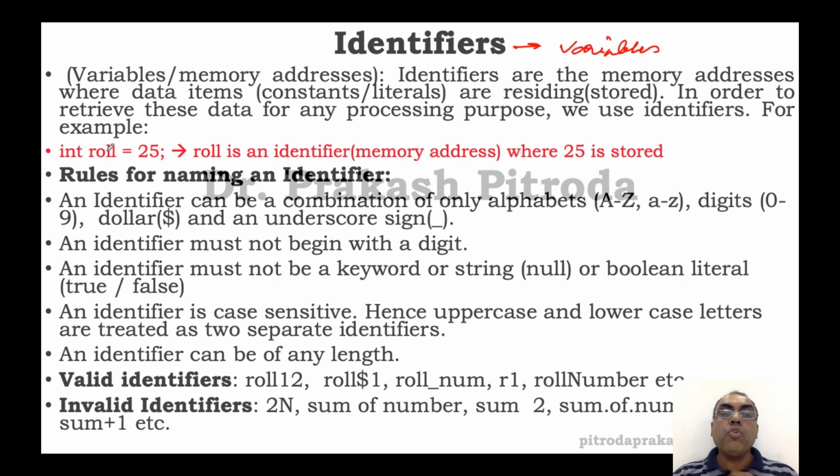So when I say int roll is equal to 25, you will find roll is a variable. A variable is nothing but the memory address where the data items are stored. You see, the computer memory is quite large. Once the data goes inside, where the data is residing, you will come to know from its address, that is its variable.